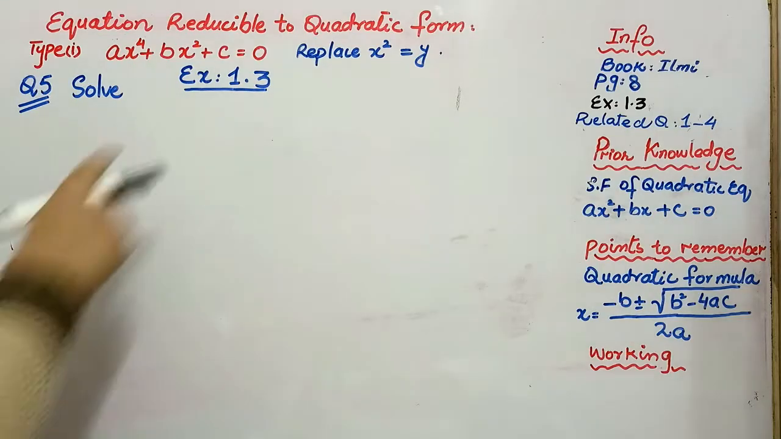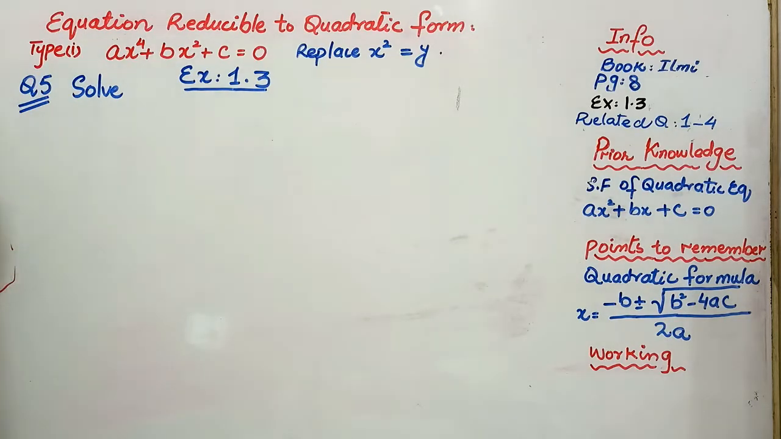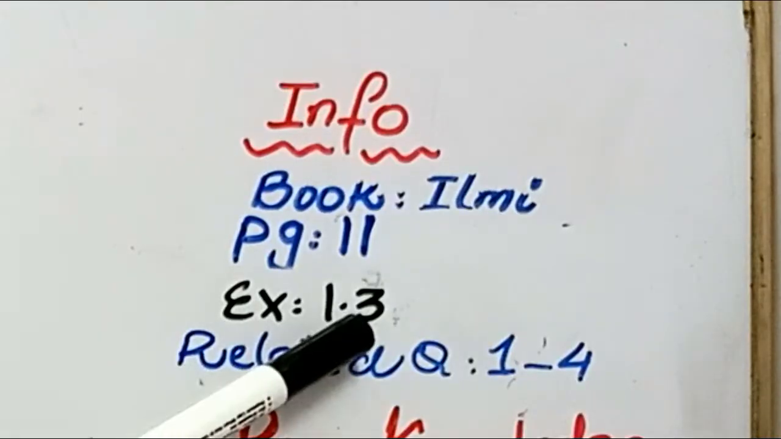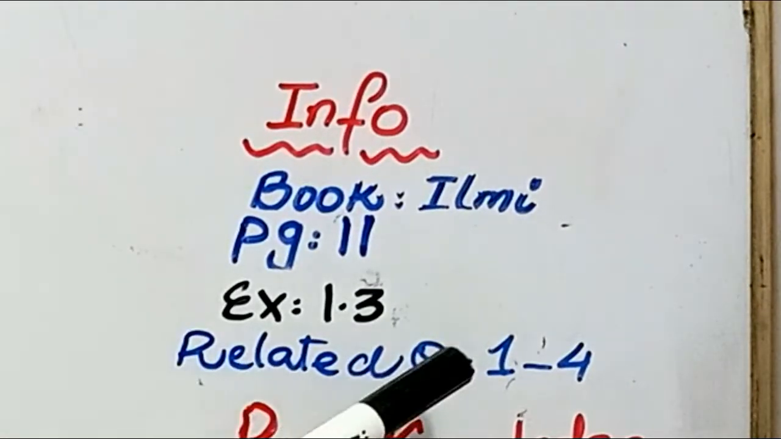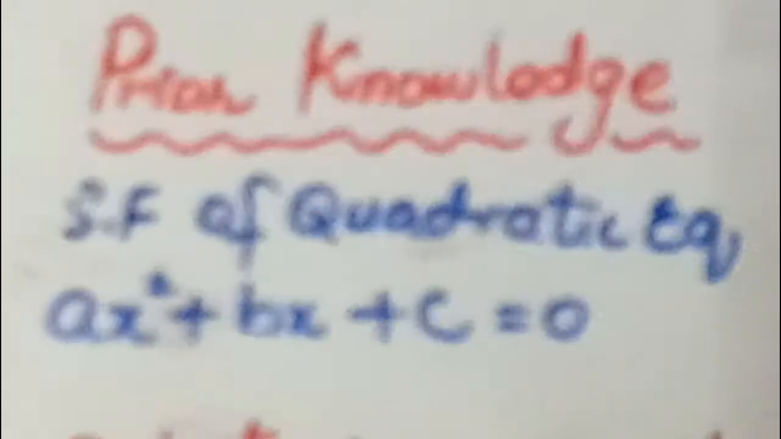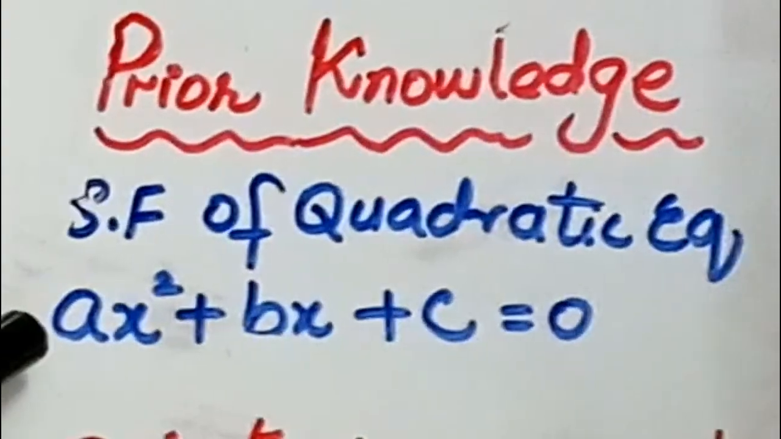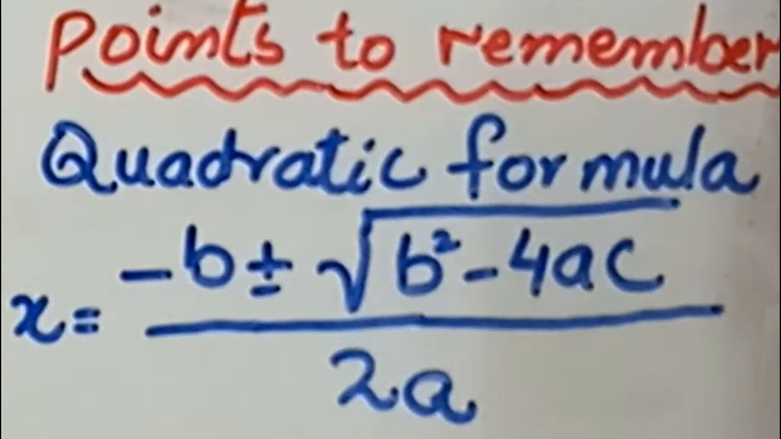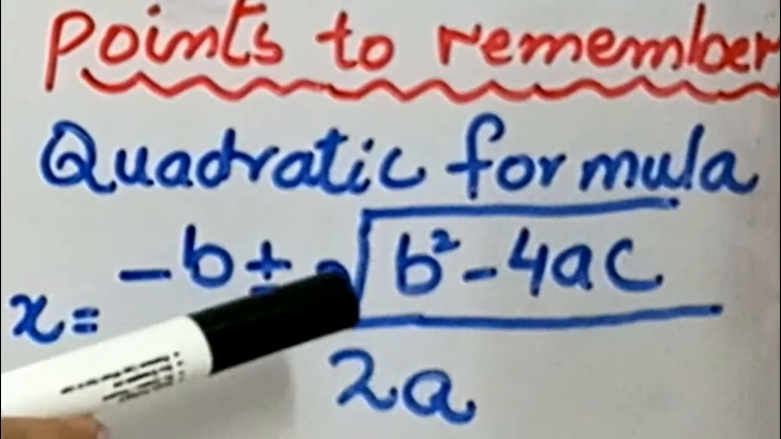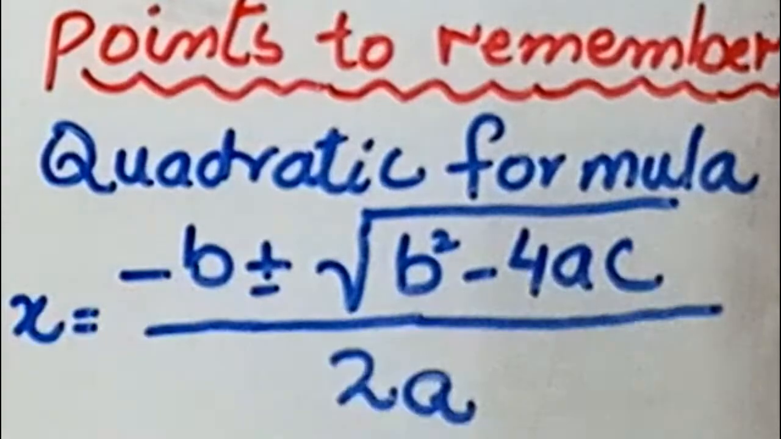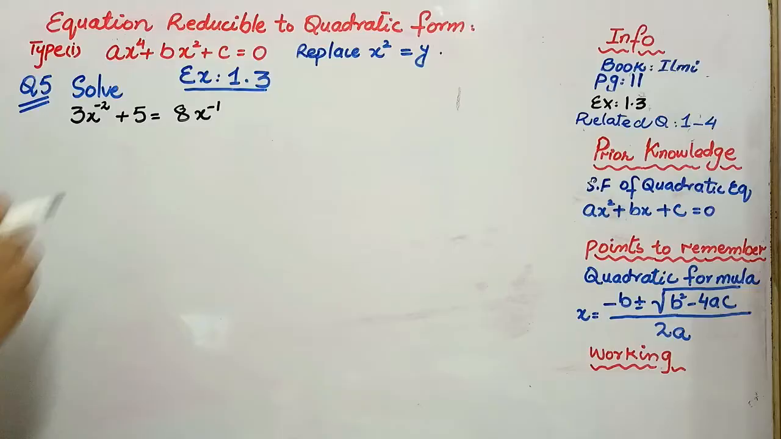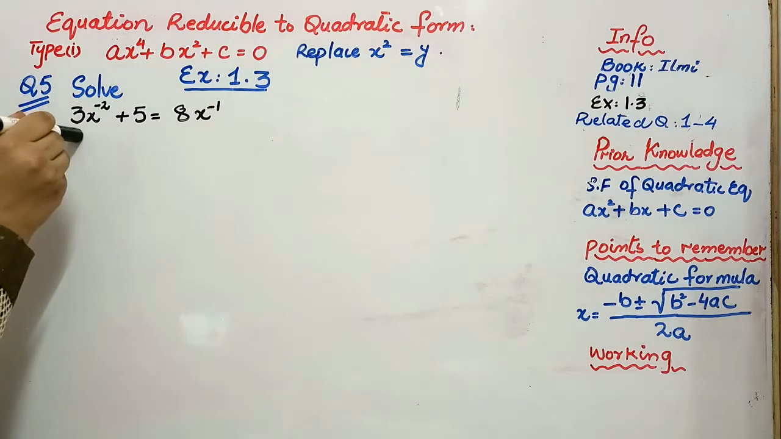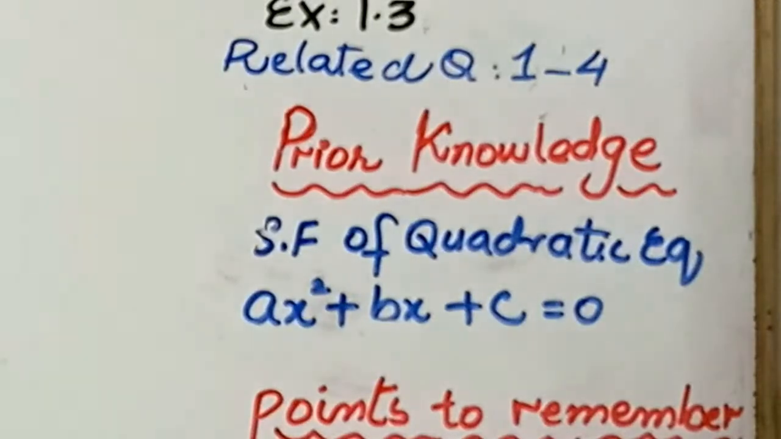So now let's move to exercise 1.3. It's question number 5 we are doing, that is related to type 1. Doing exercise 1.3, page number 11. Its related questions are question number 1 to 4. We should know the standard form of the quadratic equation, that is ax square plus bx plus c is equal to 0, and the quadratic formula, that is x is equal to minus b plus minus under root b square minus 4ac by 2a. And this is the question, and first of all we have to convert this question into the standard form of the quadratic equation.